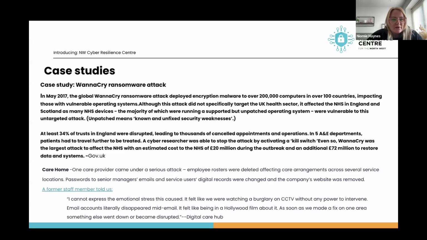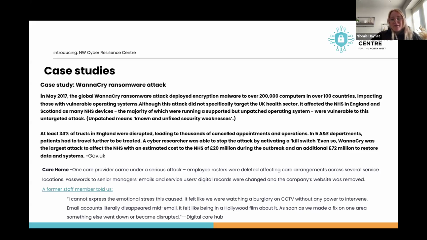So just a couple of case studies I wanted to touch on in terms of the impacts of cyber. One of them you may well have heard of is the famous WannaCry ransomware attack. This malware was deployed to over 200,000 computers in over 100 countries. It wasn't that the NHS was particularly targeted by this attack. It was due to the fact that the NHS had some systems that were out of date. So they were running on an unpatched operating system. Unpatched basically means that there was an update available, but it just wasn't implemented, and unfortunately that meant they were vulnerable to this particular attack.